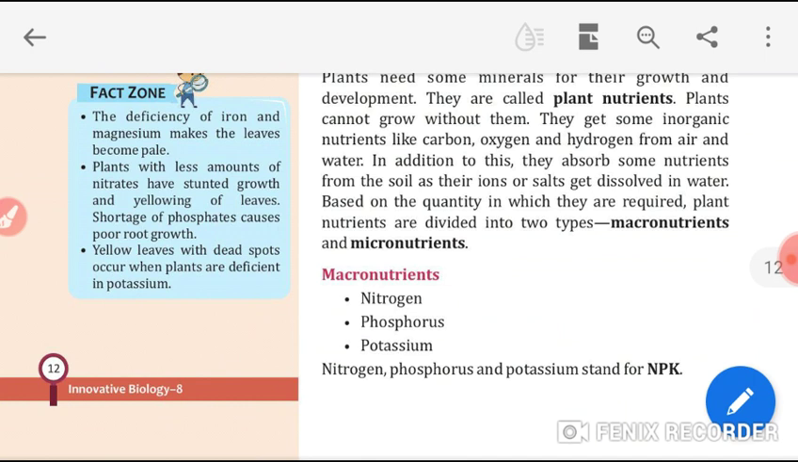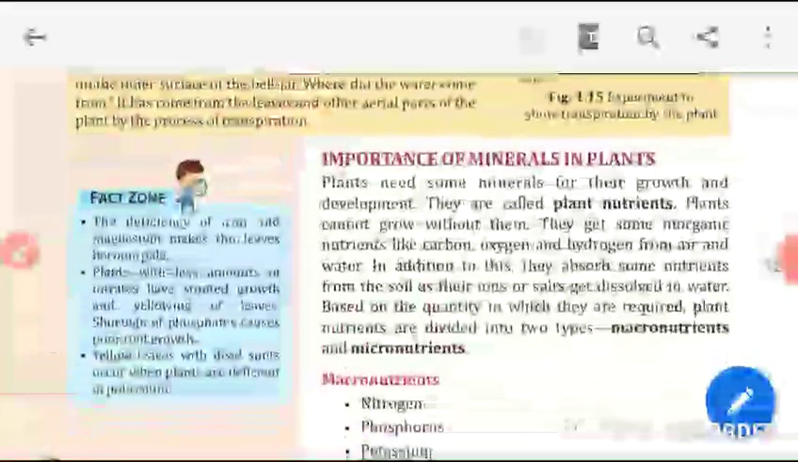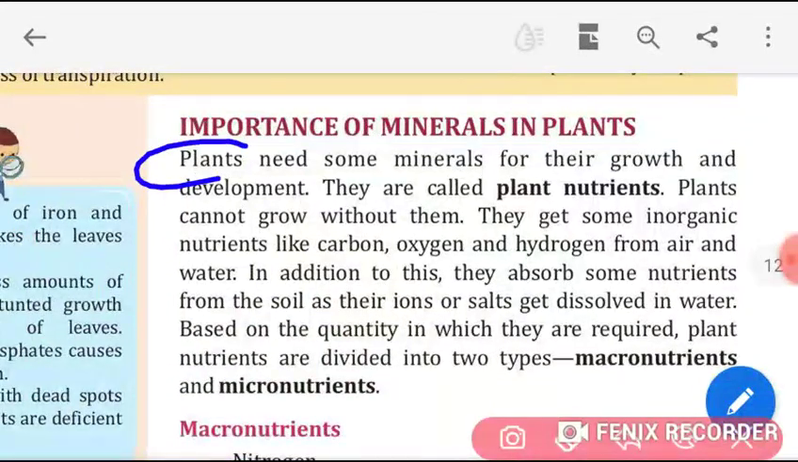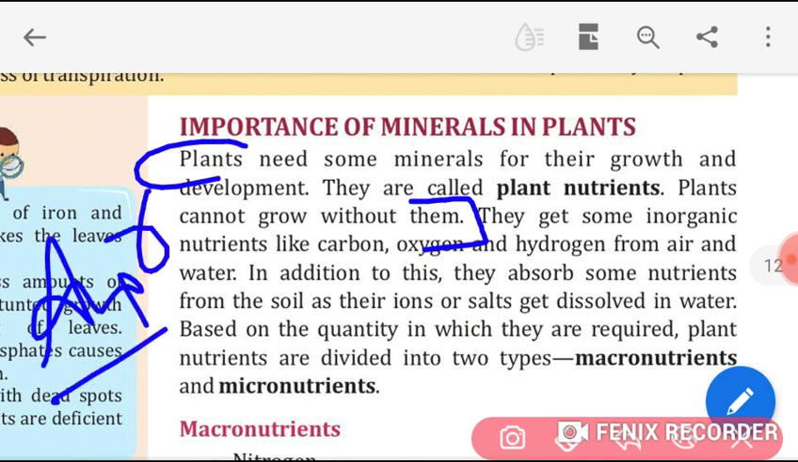On this page, your first line: importance of minerals in plants. This topic is given. In this topic, first line: plants need some minerals for their growth and development. They are called plant nutrients. Plants cannot grow without them. Up till here, students, first of all, is answer number 6th. Then come to the next page.